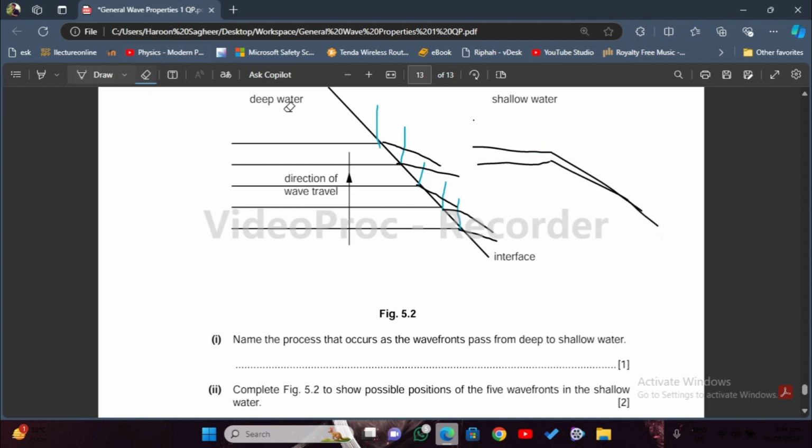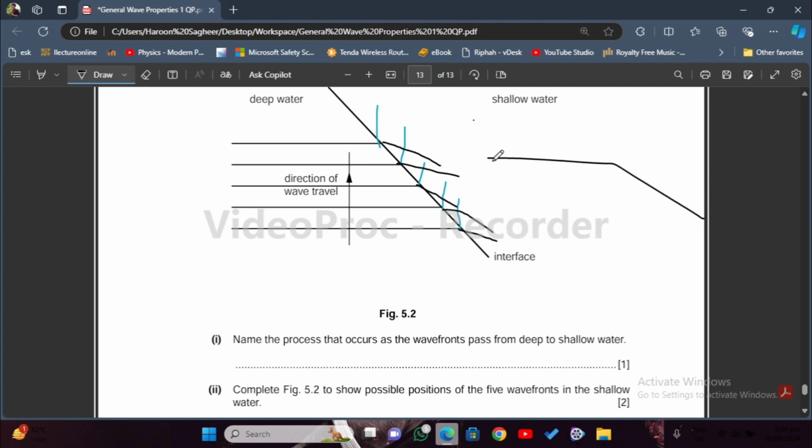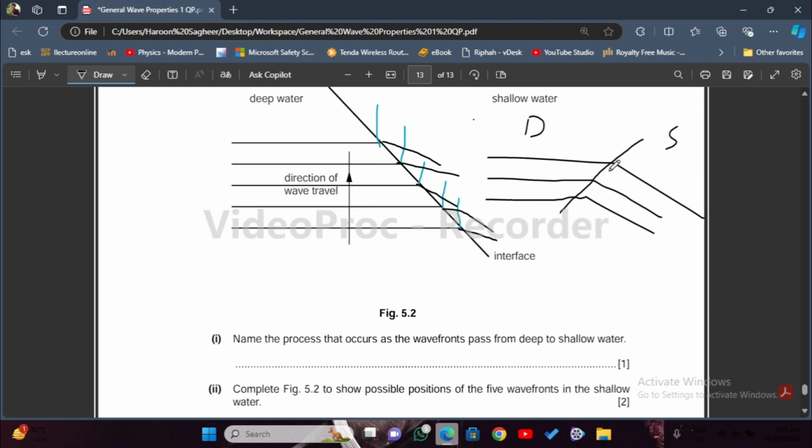Oops. Let me redraw these both. First one, second one, and that is the third one. So that is how they would travel. Imagine here is the boundary of a medium. That is the deep region, and that is the shallow region.